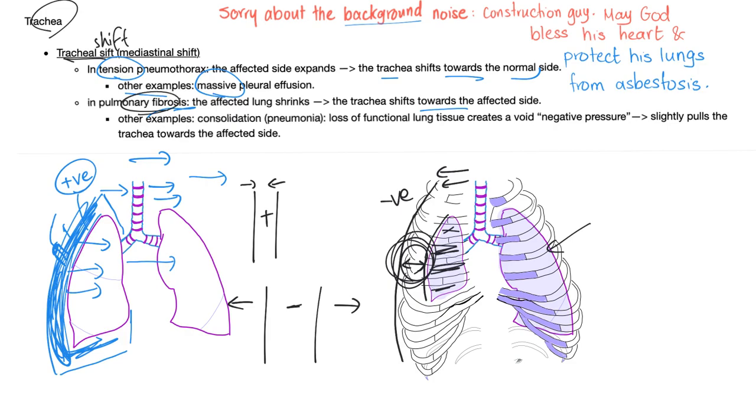Other example, so we have the pulmonary fibrosis, and you can have sometimes consolidation pneumonia. So, causes of tracheal shift towards the normal side. This is tension pneumothorax or massive pleural effusion. Causes of tracheal shift towards the affected side. This is pulmonary fibrosis. With Medicosis, you will play with medical information like it's a non-issue.